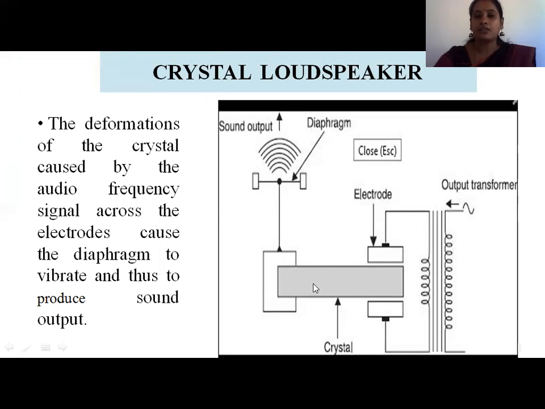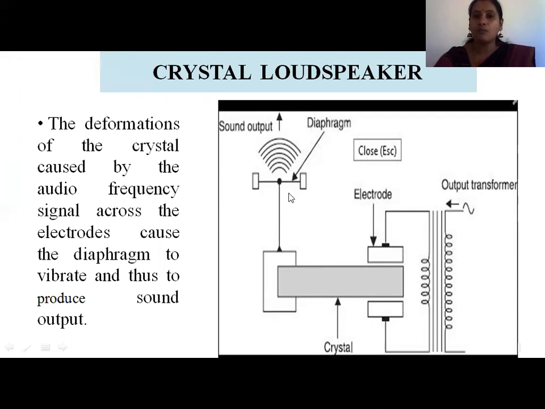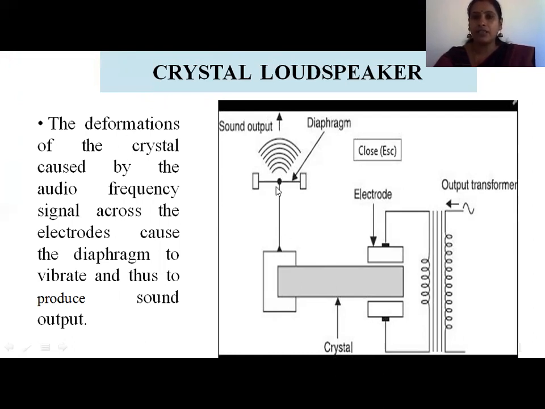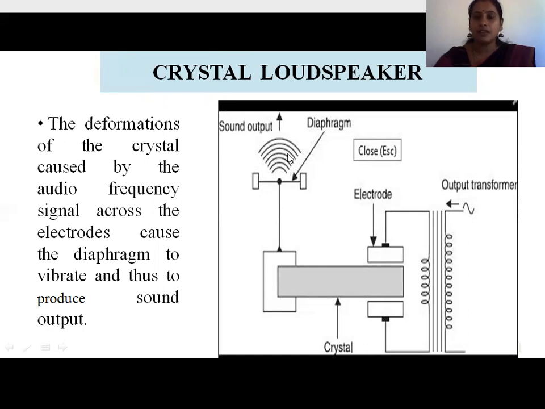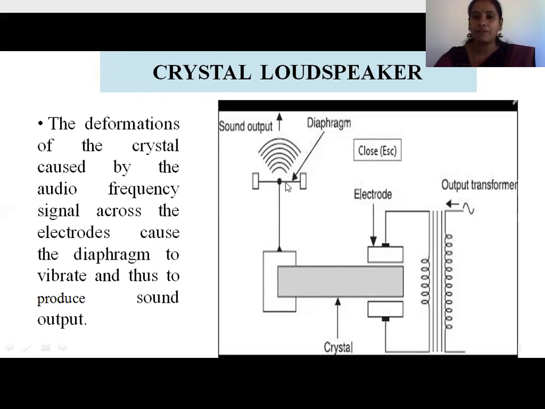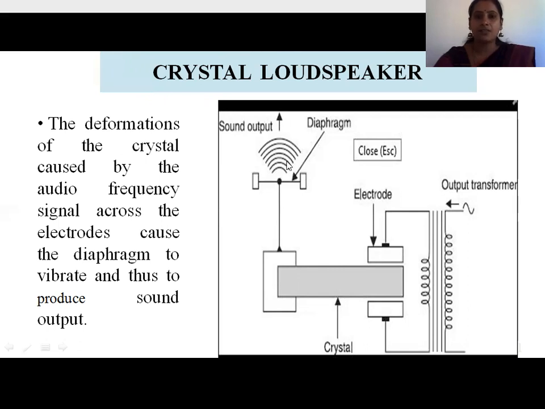So the twisting of this crystal, or bending, or moving back and forth of this crystal will make the diaphragm vibrate or move accordingly. So according to the movement of the crystal, the diaphragm is vibrated. According to this vibration, the sound waves are created. The movement of the diaphragm is nothing but the air columns being changed. According to the air columns, the sound output will be observed.